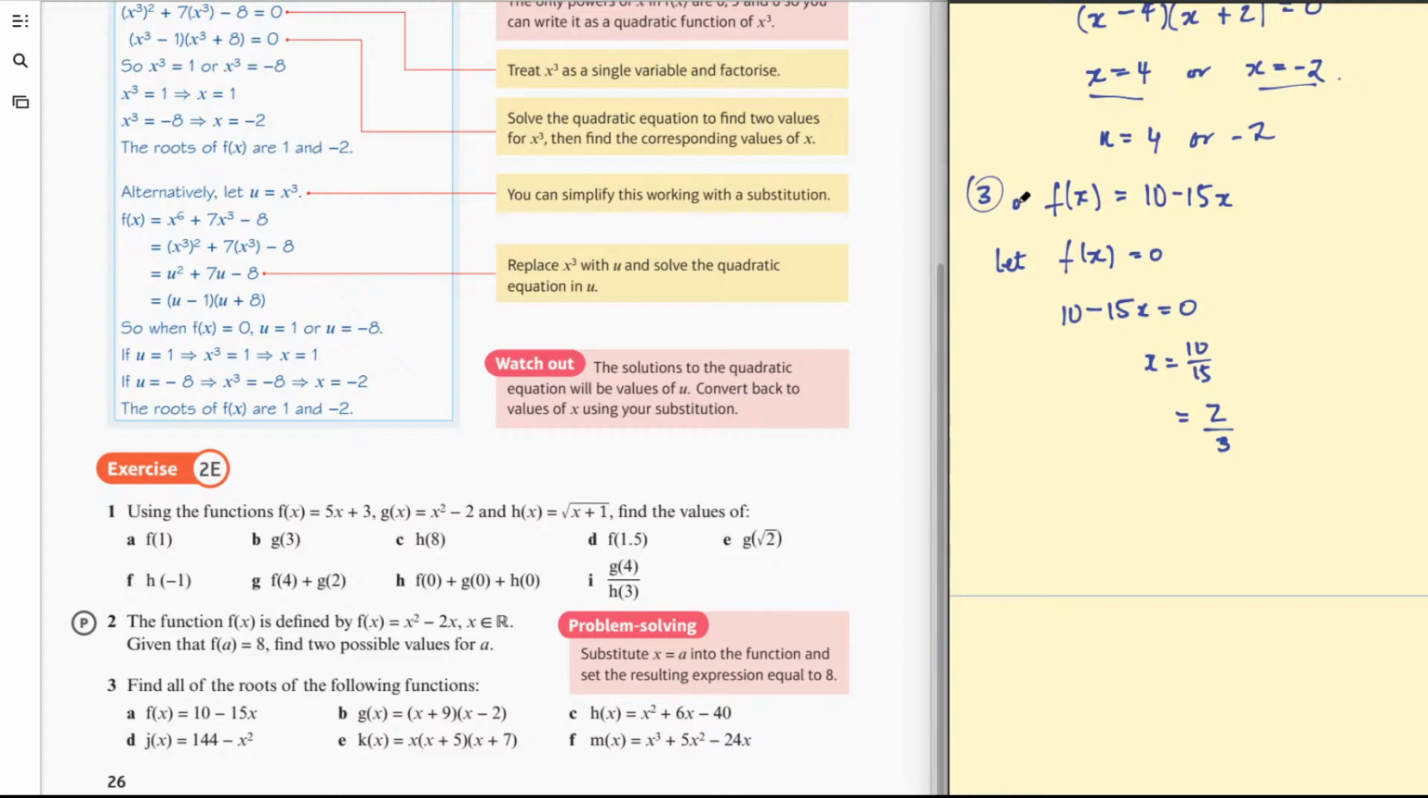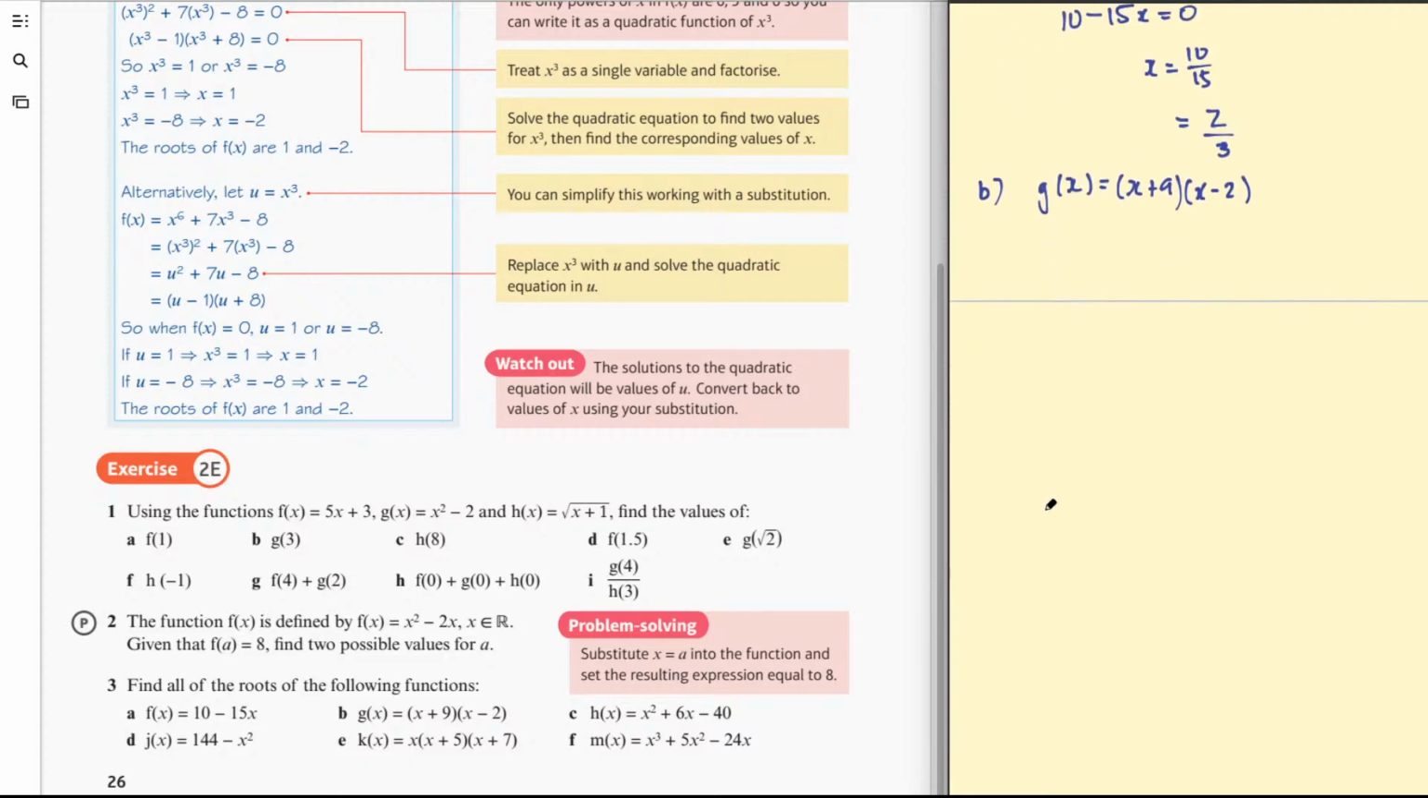That was part A. Part B, we have g of x equal to x plus 9 multiplied by x take 2. Again, let that function equal 0. So we have these two brackets equal to 0.